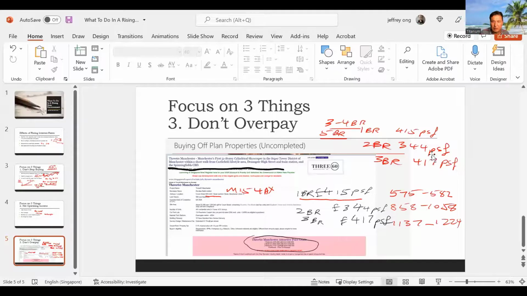What's the number? You're paying 417 versus 252. You're actually 417 divided by 252. You're actually paying 65% premium. Can you see it? Now you want to know what is a true rental, right? Go back to for rent.